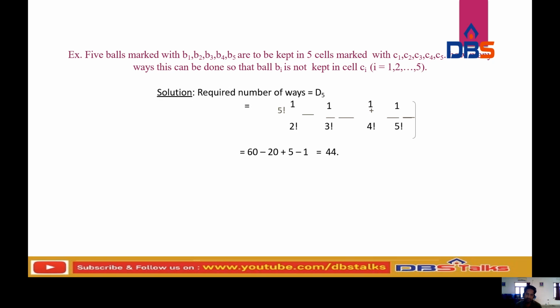Okay, so 5 balls marked B1, B2, B3, B4, B5 are to be kept into 5 cells marked C1, C2, C3, C4, C5. In how many ways can this be done so that ball Bi is not kept in cell Ci? That is 5 factorial times (1 by 2 factorial minus 1 by 3 factorial plus 1 by 4 factorial minus 1 by 5 factorial), which is equal to 44.